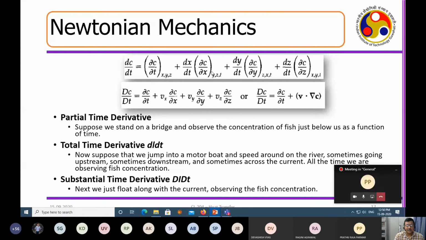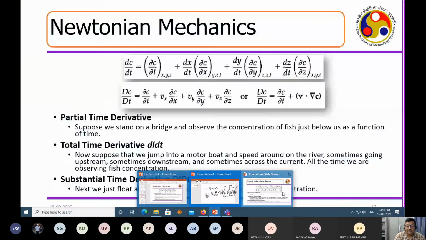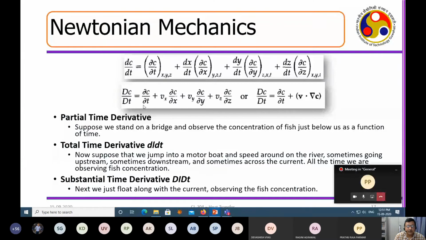This is multiplied with what? The change that is happening, dc by dx: in x direction, how much is the change? In y direction, how much is the change? And in z direction, how much is the change? Now these three are multiplied by Vx, Vy, and Vz. This appears by definition. So this is the local change, and this particular change is called the convected change.